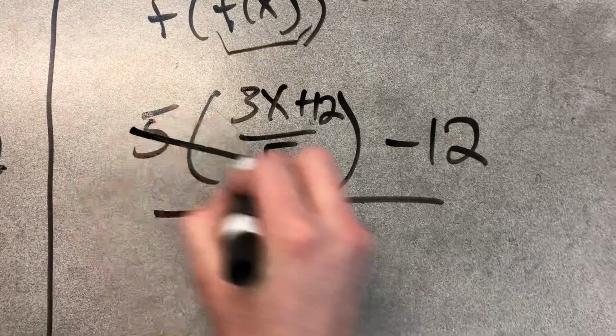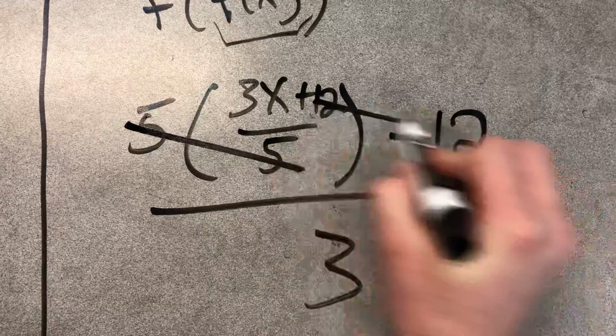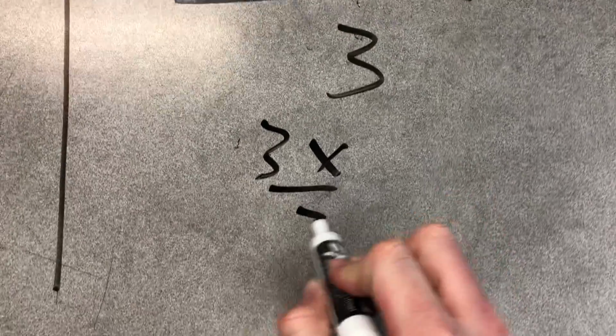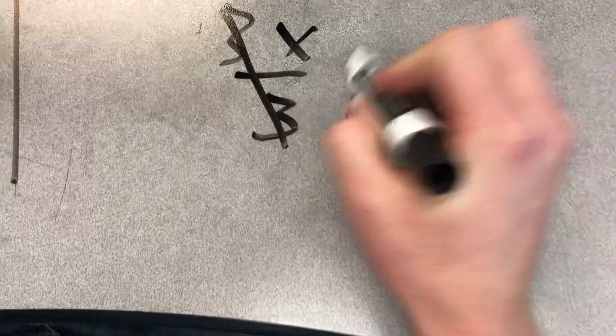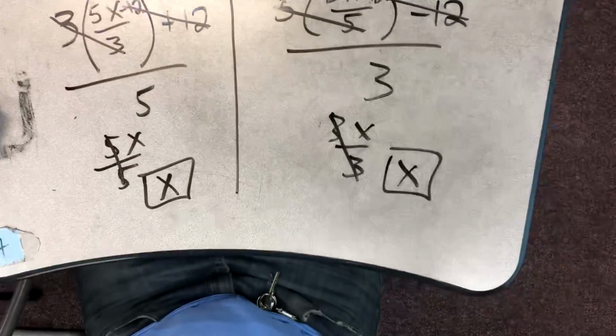When we multiply here, the 5's cancel. 12 minus 12 is 0. We're left with 3x divided by 3. We once again get x. This is the work that we should see for full credit.